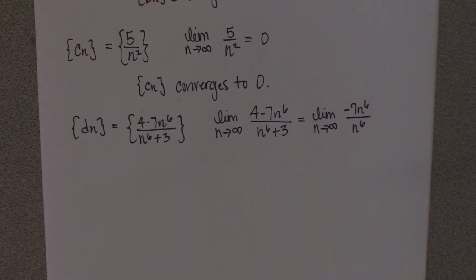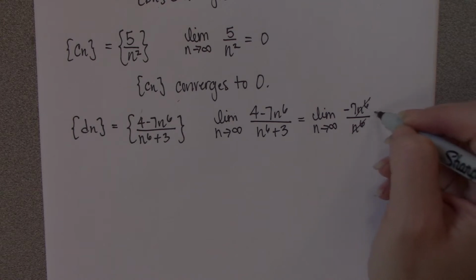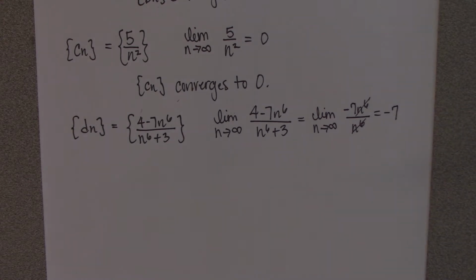Note that you do need the coefficients. They matter. So we had to say negative 7 n to the 6. So now you can see that these n to the 6 cancel, and we get negative 7.